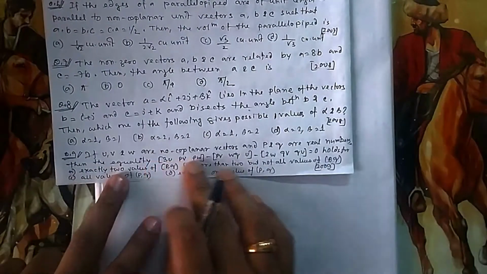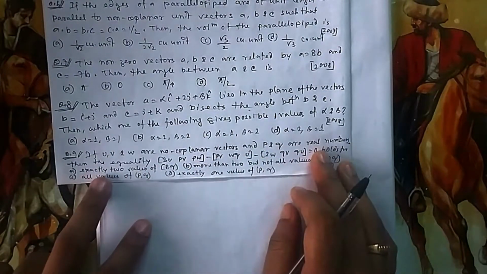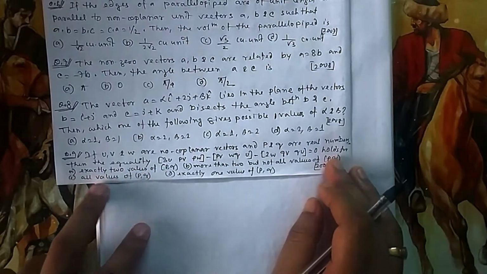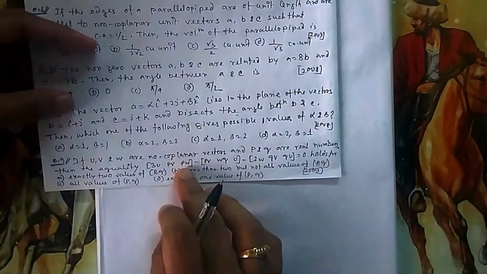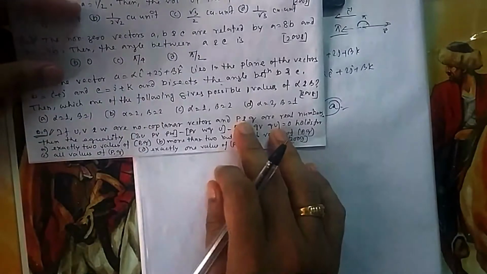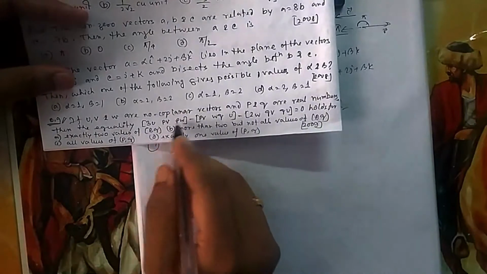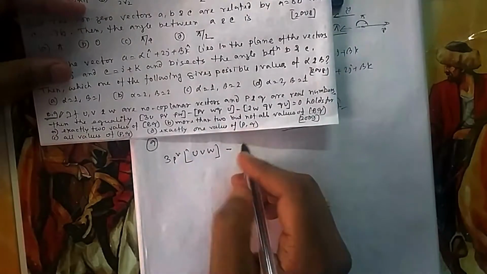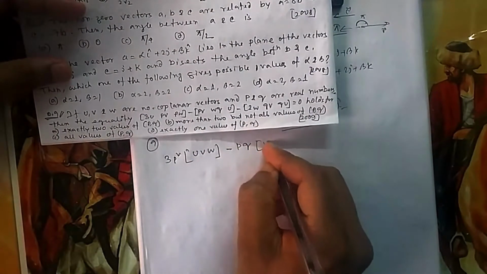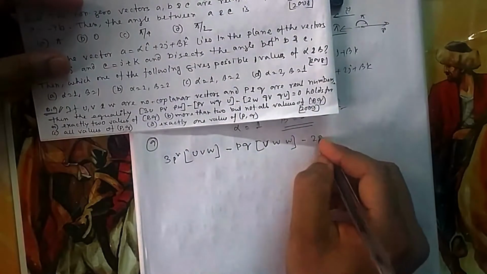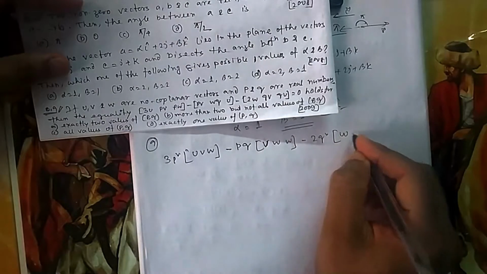If U, V, W are non-coplanar vectors and P, Q are real numbers, then the equation with these three boxes holds for exactly how many values? So you know if it is multiplied by a scalar, you can take all these common outside. P, Q are constants. So you take 3P, so it will be 3P square UVW, minus here it will be PQ VWU, minus it will be 2Q square WVU.